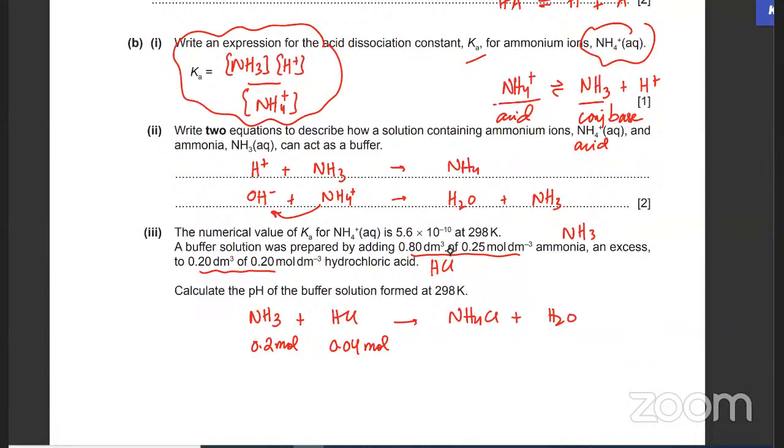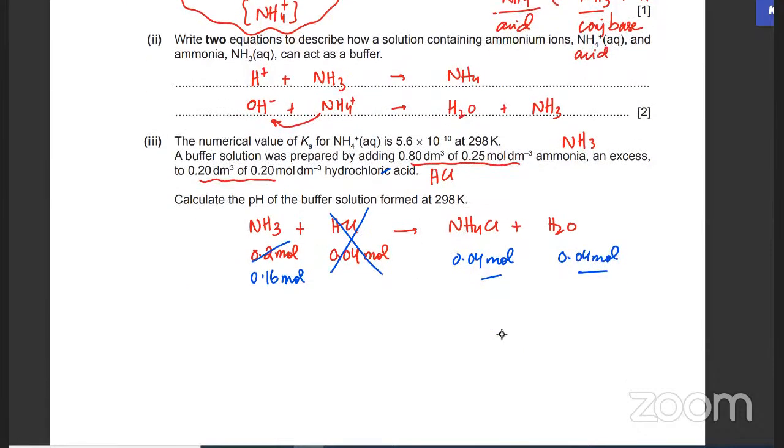Now, which one is in excess? HCl is going to completely react because it's the limiting reagent. You added too little of it. 0.04 is going to react with 0.04 moles. So how much is left? 0.16 moles would be left, right? I'll just repeat: 0.04 will react with just 0.04, 1:1. And it will produce 0.04 moles of NH4Cl and 0.04 moles of H2O.